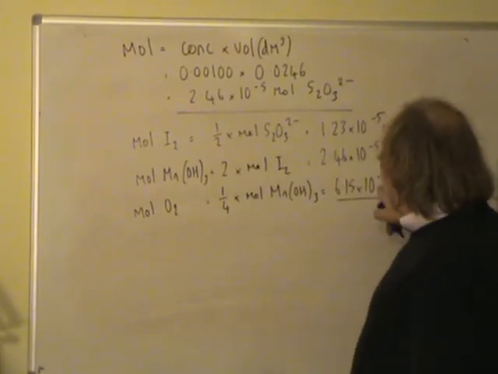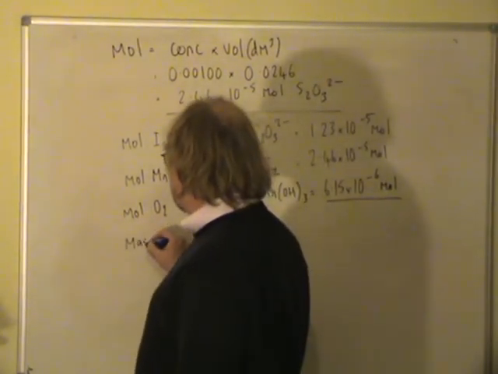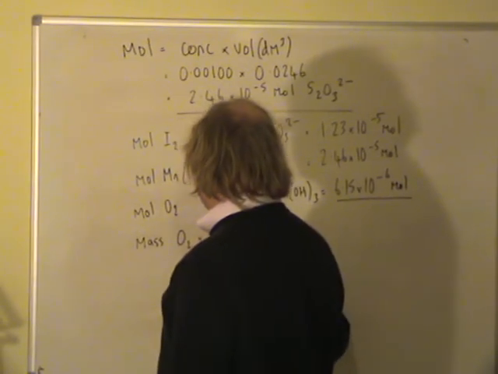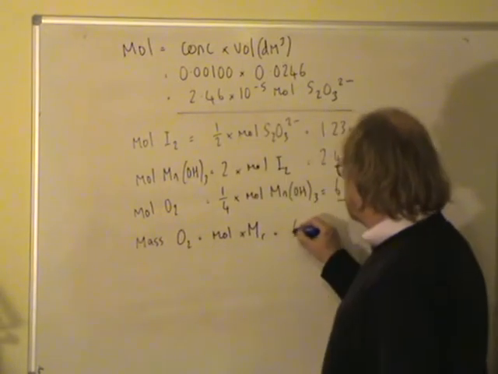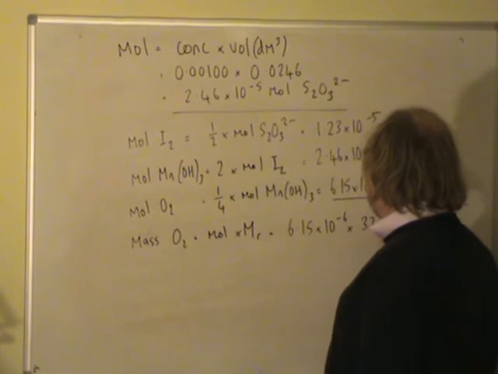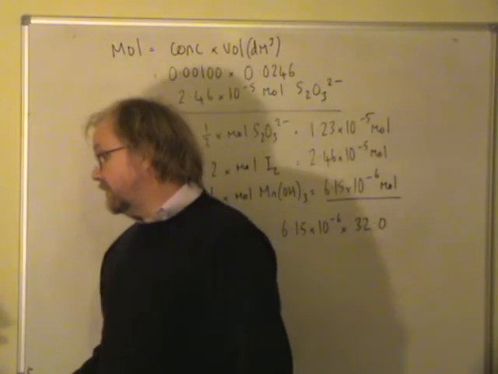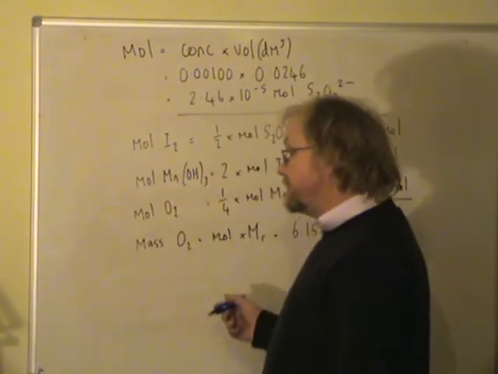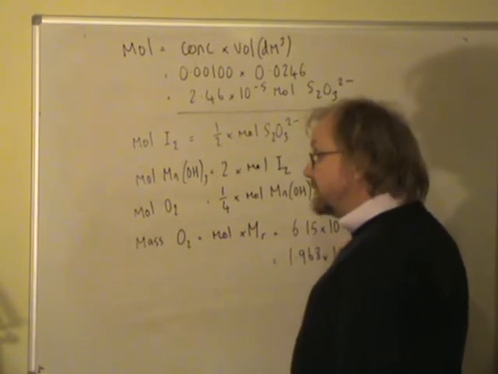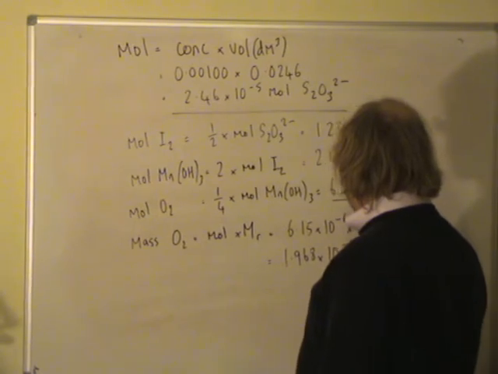Okay, so we're going to say, okay, that's the number of moles of oxygen. We've got to turn that into a mass. So we get mass of O2 is moles times mR, which is 6.15 times 10 to the minus 6 times 32.0 is the mR of oxygen. Remember, it's O2, not just O. And that gives us 1.968 times 10 to the minus 4 grams of oxygen.